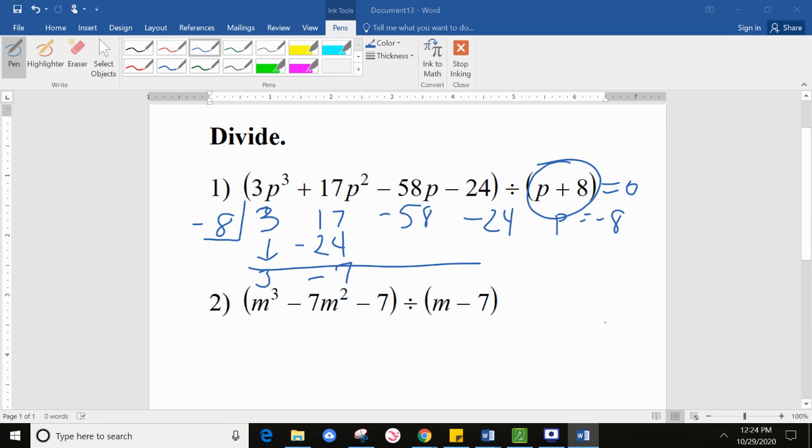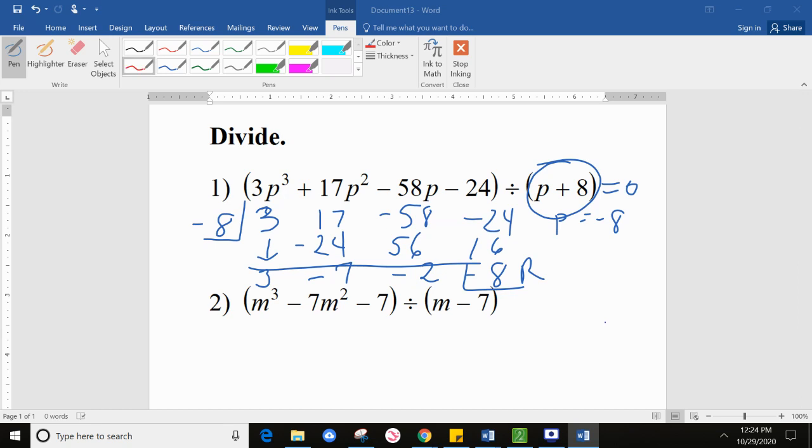So -7 now is going to get multiplied by -8 to make this positive 56. Then we're going to add those together, get -2. Then multiply -8 times -2 to get positive 16. Add those together, and we're going to get -8. And this last number is always your remainder. So what would be your answer when you divide these two polynomials?